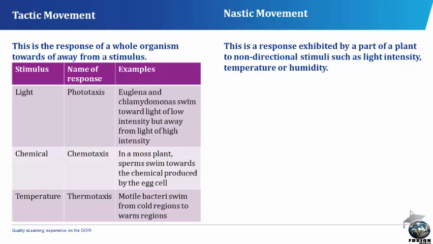Another stimulus is temperature. The name of its response is thermotaxis. Example: motile bacteria swim from cold regions to warm regions. Nastic movement. This is a response exhibited by a part of a plant to non-directional stimuli such as light intensity, temperature, or humidity. For example, closing of the morning glory when the light intensity is low.